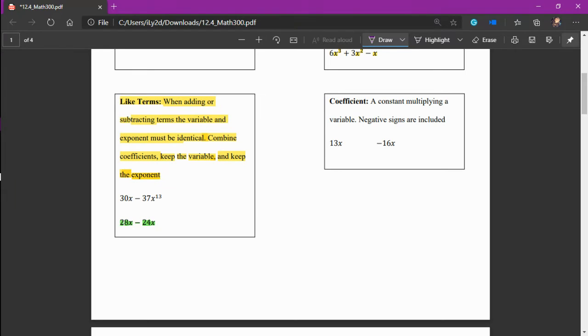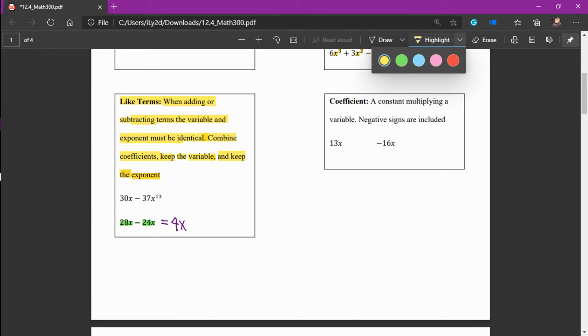Okay, what you do is you combine the coefficients. So technically that just means you're going to add them, you're going to subtract them, but instead of saying those 2 words every time, add or subtract, we can say combine, because we're going to take into consideration their signs. Well, 28 minus 24 is 4. Keep your variable, keep your exponent. So that would be combining those like terms. Okay, so scooch on over to your right.